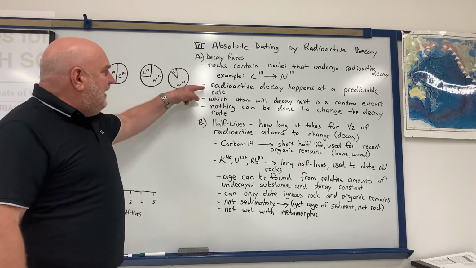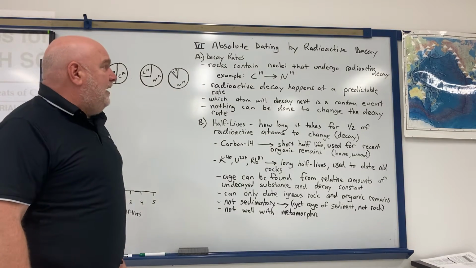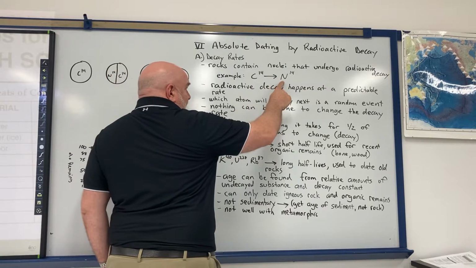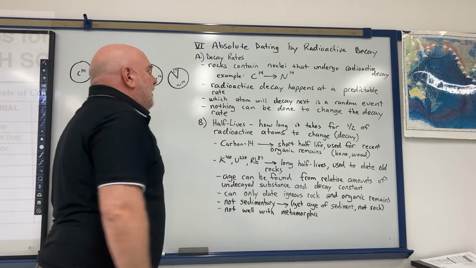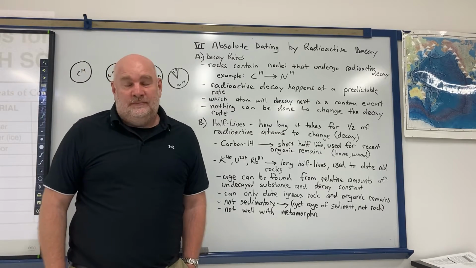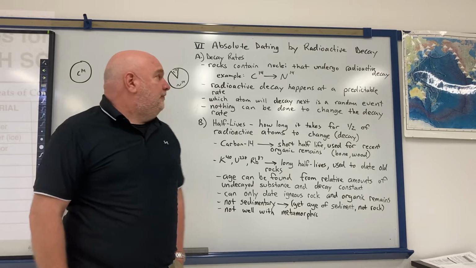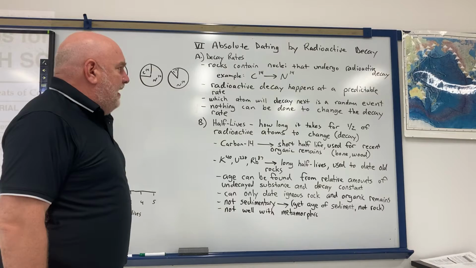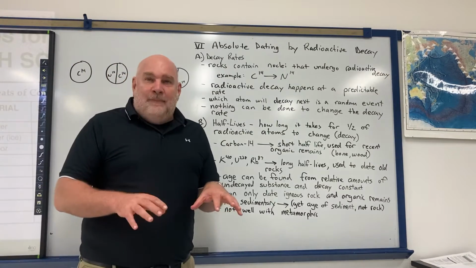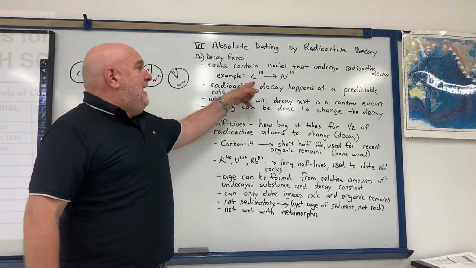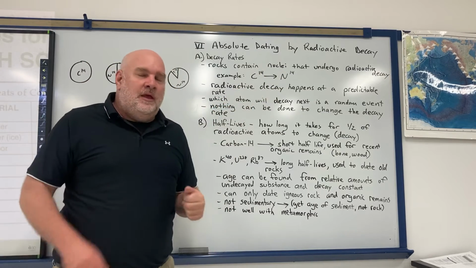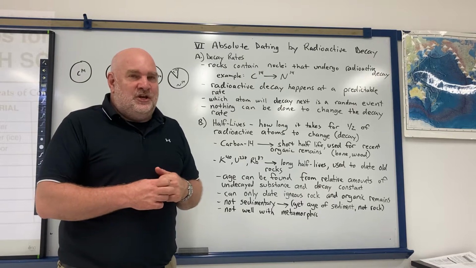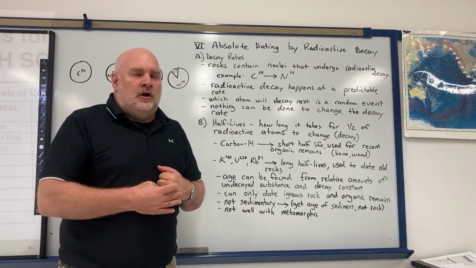All right, so radioactive decay happens at a predictable rate. So what that means is we know the speed at which this stuff turns into that stuff. It's predictable, it's been the same. We know exactly how fast that change takes place. Which atom will decay next is a random event. One by one, these carbon atoms are turning into nitrogen atoms. Now we know after a certain amount of time how many of those atoms should change, but we don't know which atoms are the ones that are going to change.